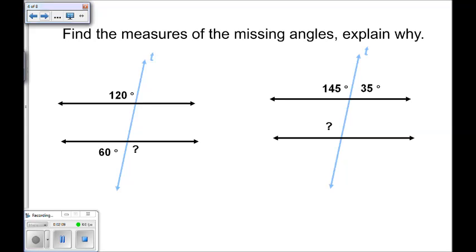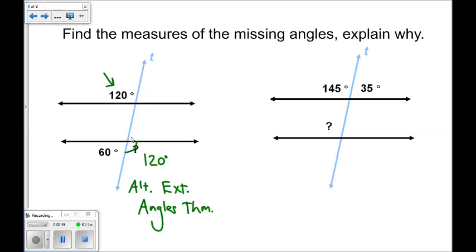Find the measures of the missing angles and explain why. I'm trying to find this angle, and I know this angle is 120. Now, how are those two angles related? They are alternate exterior angles, and the alternate exterior angles theorem says that those two angles are congruent. So this must also be 120 by the alternate exterior angles theorem.